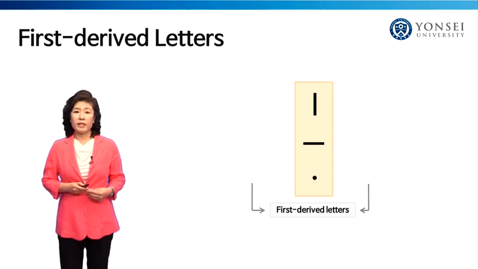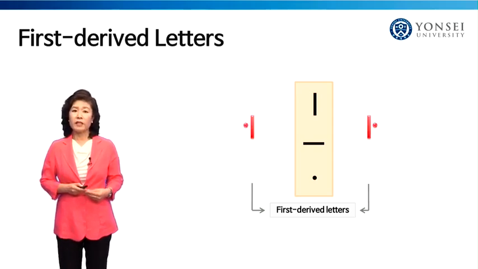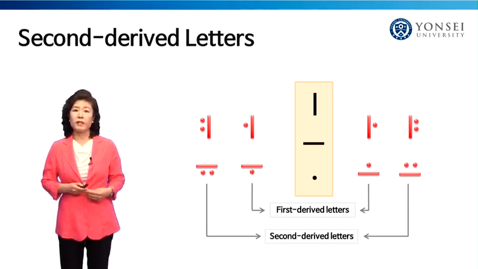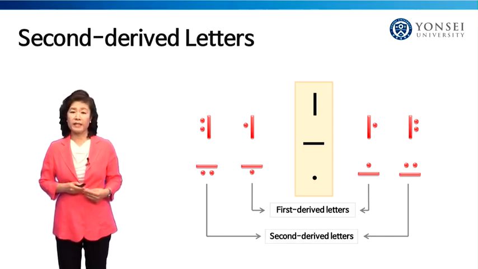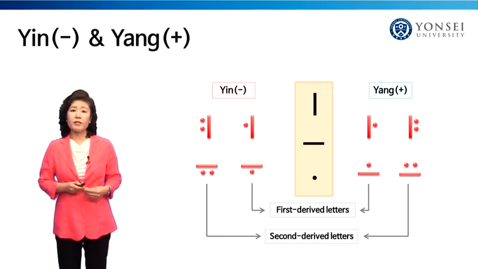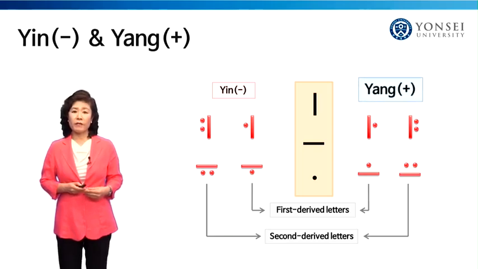The first derived letters were created by attaching a dot to the left and right of E, above and below of U, and second derived letters were created by attaching 2 dots to each side. These are the letters in Middle Korean assigned dots. Dots on the right and above represent yang, and those on the left and below represent yin. These second derived letters start with E when you pronounce them.